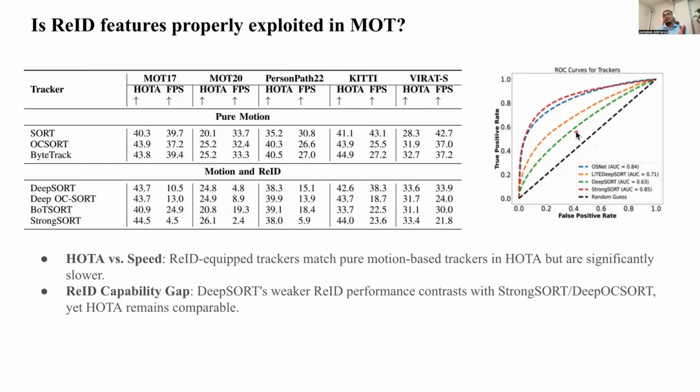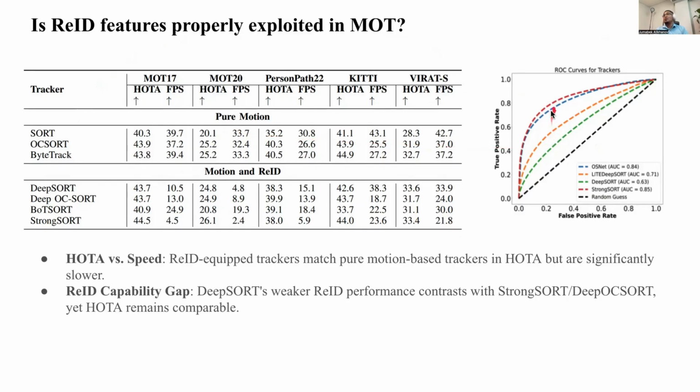This suggests a ReID capability gap, right? The tracking algorithms, their matching score fusion algorithms, are not exploiting ReID capabilities properly. So this is another future direction for research. We really need to investigate if the ReID component is really needed, or maybe we are not exploiting it properly. If the ReID component is not needed, that means we are just better off with pure motion.